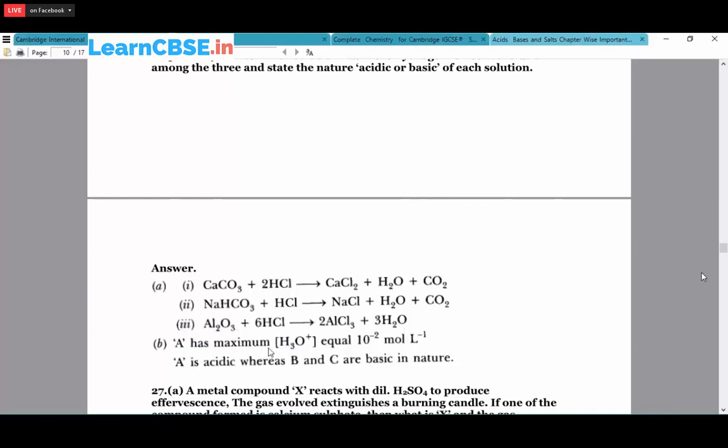A has the maximum H3O+ equal to 10 to the power of minus 2 moles per liter. A is acidic, whereas B and C are basic in nature.